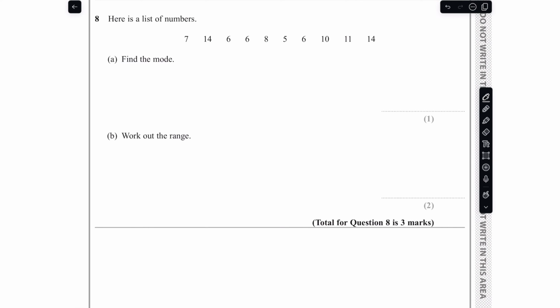In question 8, we are given a list of numbers, and in the first part of this question, we are told to find the mode. So your mode represents the number that has the highest frequency. So in other words, it's the number that appears the most. So in this case, our answer is simply 6.